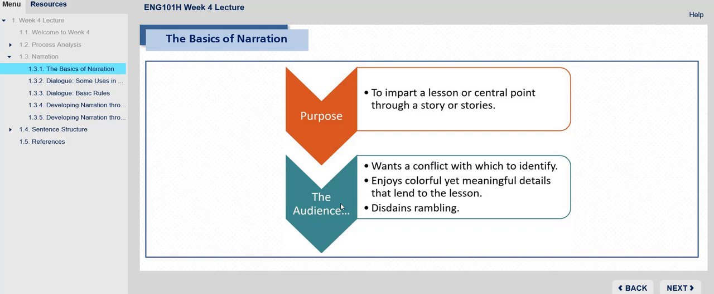And so here, when you write a story, you want a conflict with which the audience can easily identify, and you want the audience to enjoy colorful yet meaningful details that lend to the lesson. And you've got to avoid rambling, okay? So that's why we're learning the five-paragraph essay structure, so that you stay on topic and you don't go off topic.